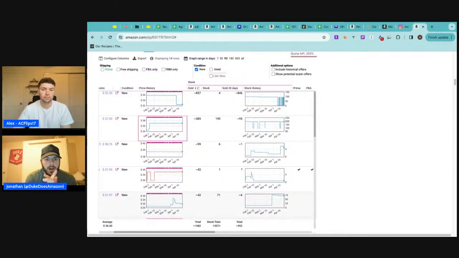Yeah, for me, there are also two things I want to add to that. For one, let's say something historically sells for $40, but somebody is selling it for $30. I like to evaluate, are they going to sell out?